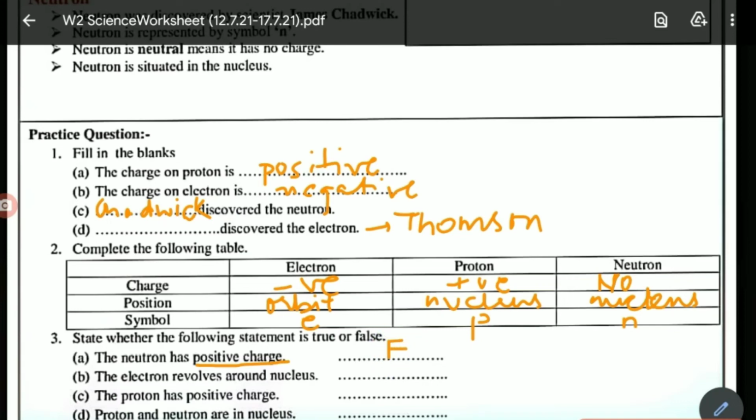False. Second, the electron revolves around the nucleus. So yes, electron revolves around the nucleus in orbits. Then the proton has a positive charge. True. Proton and neutron are in the nucleus. Yes, both of them are in the nucleus.